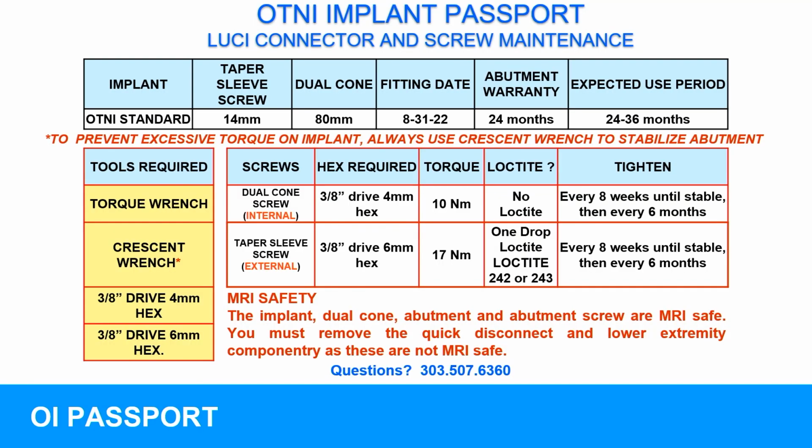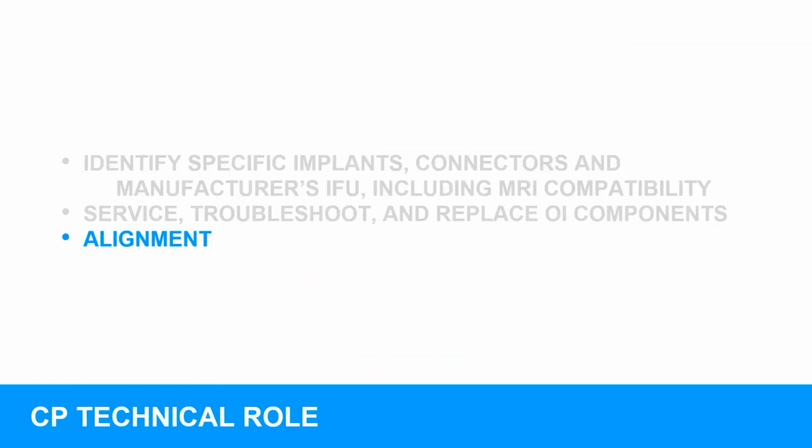I also give them a passport so that they can hand this to you and you'll have every bit of information. If you don't mind sitting and looking at this painful piece of paper, you can actually see what kind of implant they have, how long the warranty is, how long the expected use is, which tools you need to tighten, the torque settings, whether it needs Loctite or not, and then how often to tighten these screws. At the very bottom is telling you whether it's MRI compatible or not. And that will be in their toolkit.